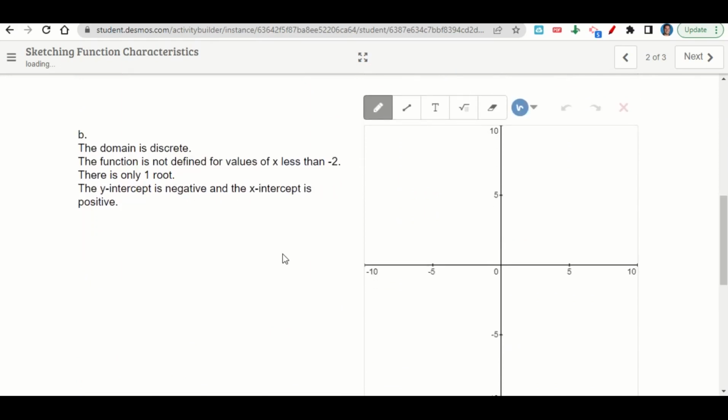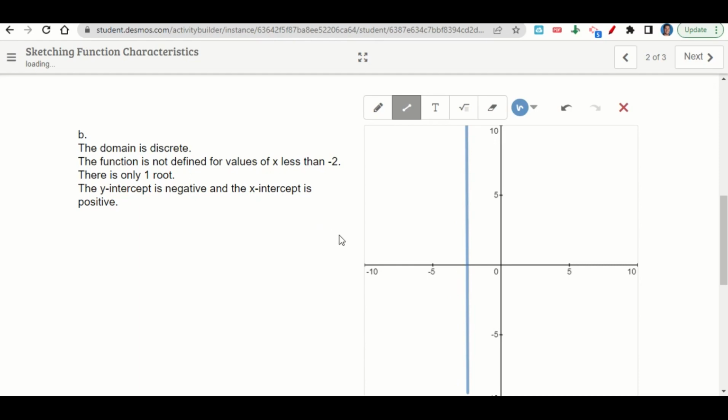It says that the domain is discrete, which means it doesn't break up, and is not defined for values of x less than -2. So I'm going to go ahead and draw a horizontal asymptote here at x equals -2. Because we know it's not defined for anything less than this, so it can't be anything on this side.